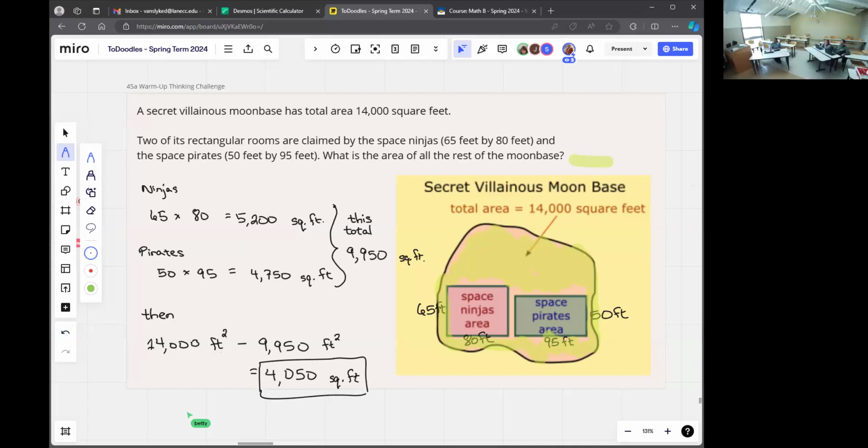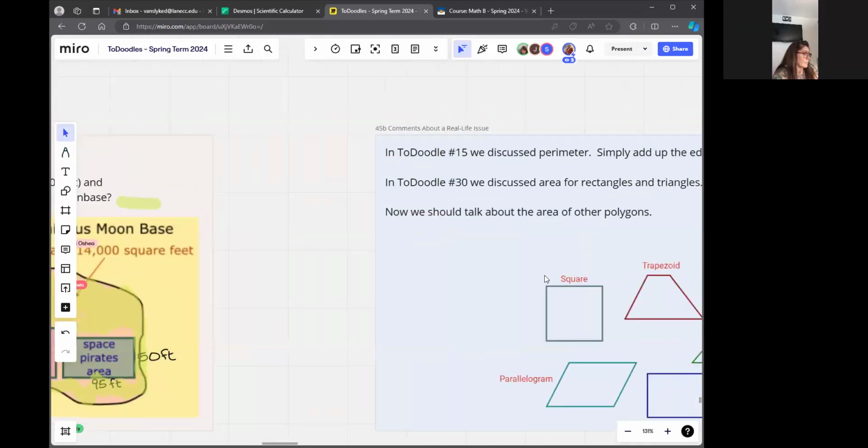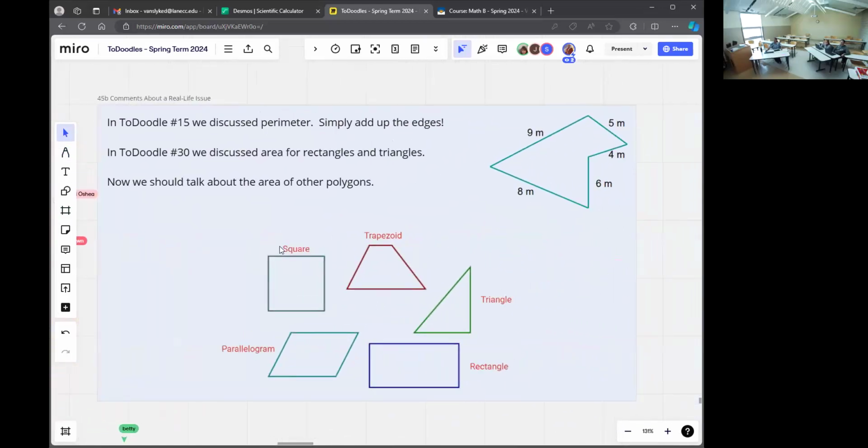Okay, that looks perfect. Okay, now that we've had our brain warm up, we talked about perimeter a long time ago. We just add up the edges.